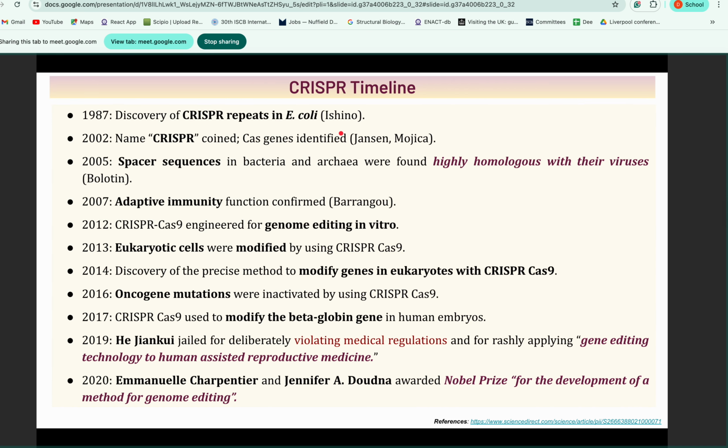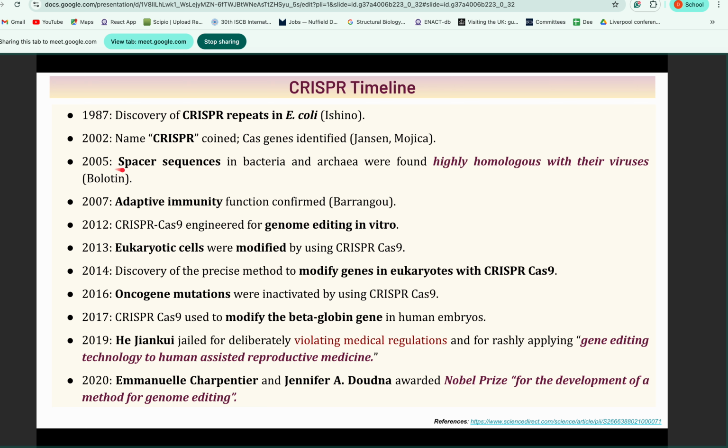So we'll talk a little bit about the history of CRISPR, how it began. In 1987, the CRISPR repeats were discovered by Ishino in E. coli, but at that time he could not identify the significance of these repeats. In 2002, the term CRISPR was coined by Mojica along with Jensen, and they also identified the Cas genes, and mentioned that these two function together.